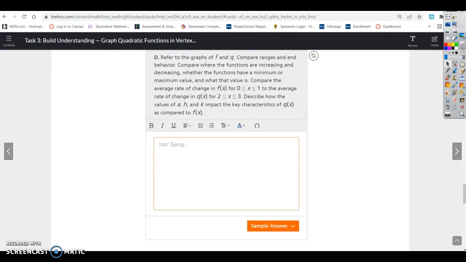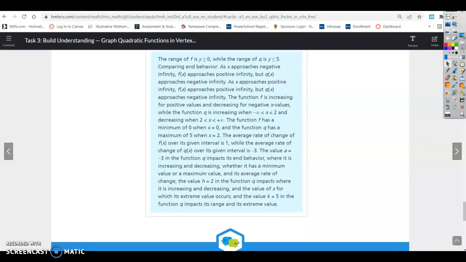All right, so there is a lot of information crammed in here. So I want you to take a minute and read through all of this because this is a very good description of what it does. So it talks about the range, the end behavior. All of these are key features that you must know and know how different functions compare. So please take a moment, pause the video, read through this, and then that is the end of task 3. If you have any questions, let me know.